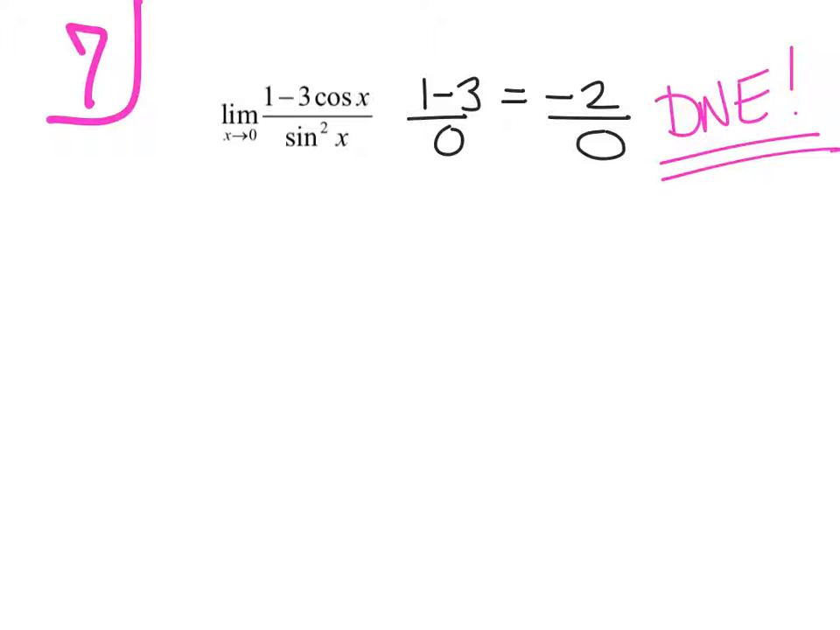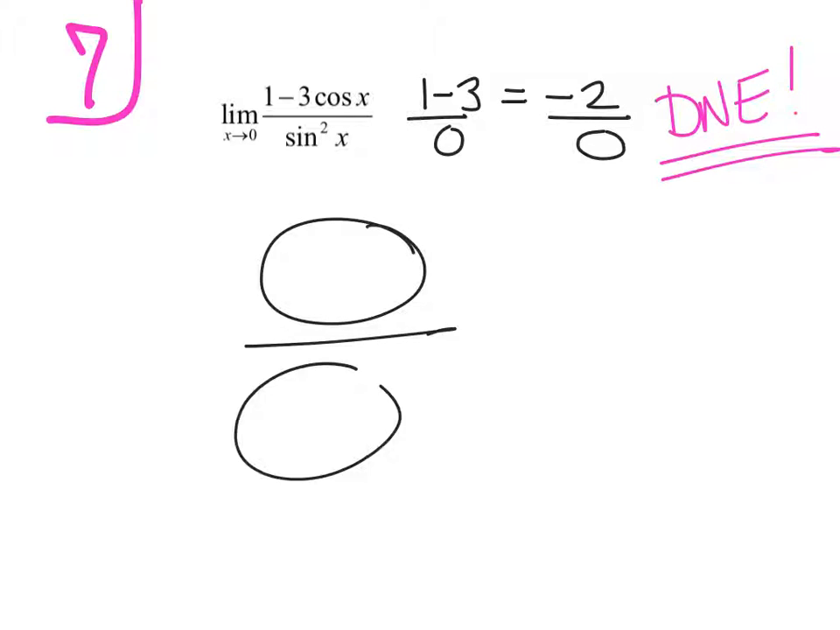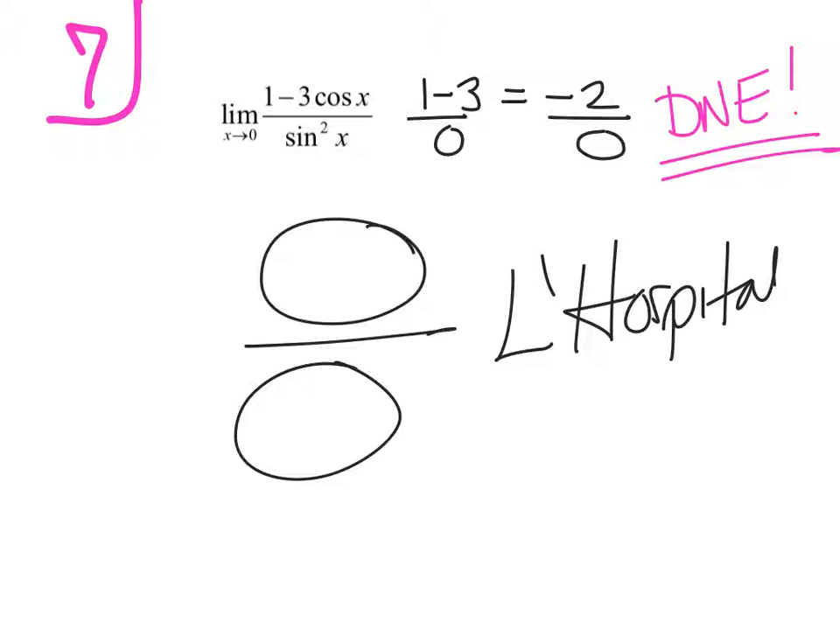And I'm done there. It is not indeterminate, so I can't just apply L'Hopital's rule whenever the heck I feel like it. I have to first make sure I get a 0 over 0 to use L'Hopital's rule. If I don't get it, then I just have an answer in front of me. So L'Hopital's rule did not apply here because I did not have indeterminate, which means anybody divided by 0 does not exist.